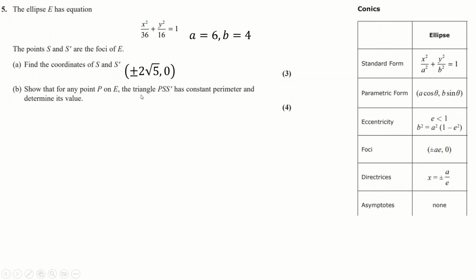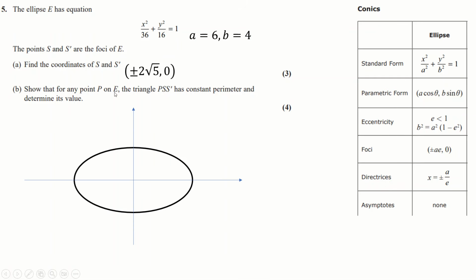Good. Question B then. So for any point P on the ellipse, let's just draw the ellipse to get a good idea of what we're talking about. We have the 2 foci at plus 2 root 5 and minus 2 root 5, 0. And we have any point on the ellipse up here. Now, this is what this is, essentially. Parametric form is just telling you how to find a point on the ellipse. So I can say here, at this point here, I can just describe by saying it's 6 cos theta, 4 sine theta. It's just what I can say.